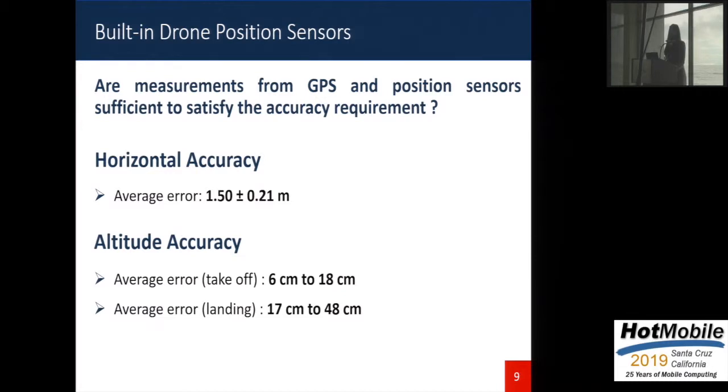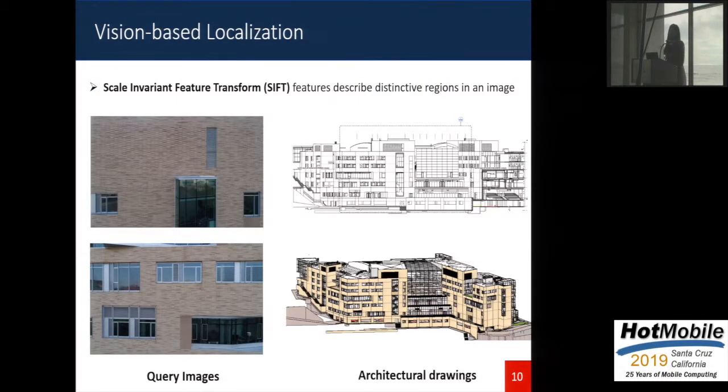So we explored how we can use vision, and we use existing computer vision techniques such as feature matching to obtain localization. One requirement for SIFT feature matching is that the two images being compared should have similar visual features. But if you notice what the drone is seeing, the query images look very different from the architectural drawing. So then how do you map?